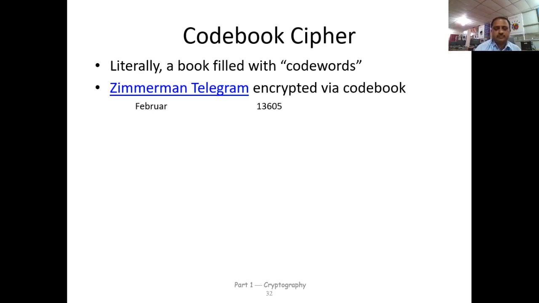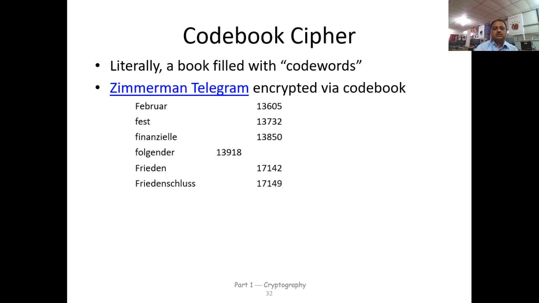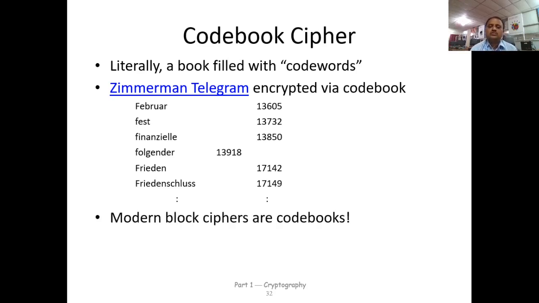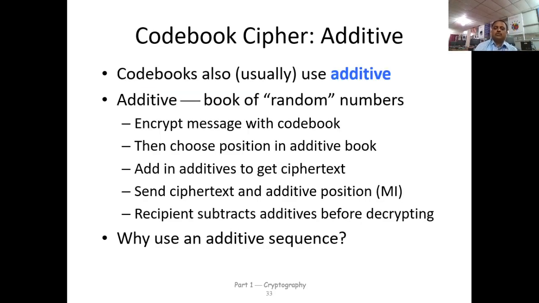Here are some examples. There are some words along with their code words. For example, February is 13605, and Fest is coded with 13732. All these code words will be available in the codebook. Similar examples you can see. Modern block ciphers are codebooks, this is what we can say. We'll discuss more about this codebook later. Before that, we'll go for one more piece of information.